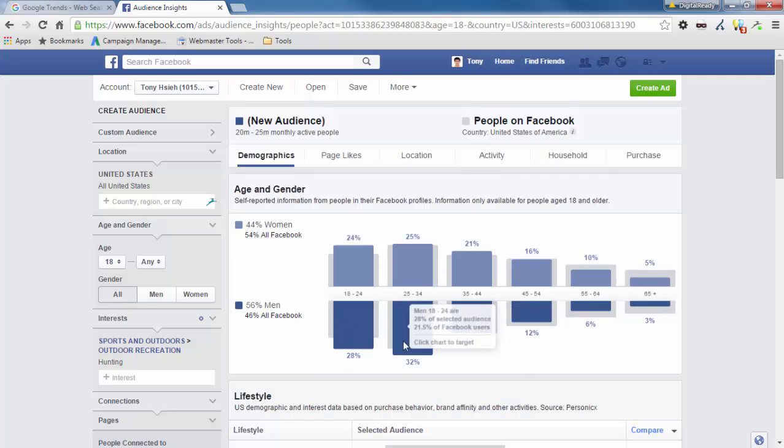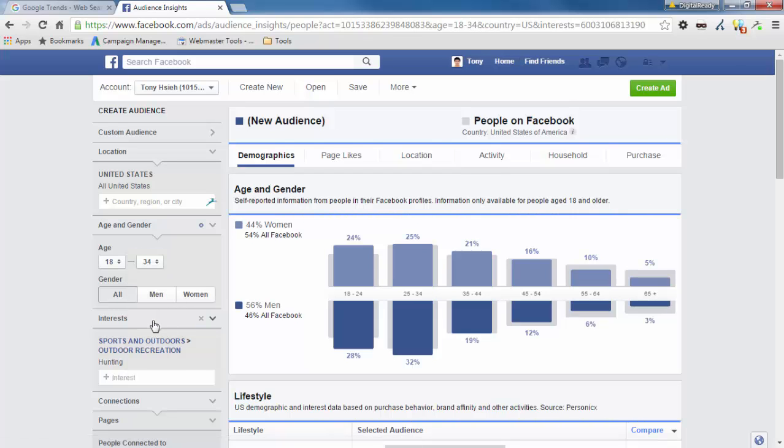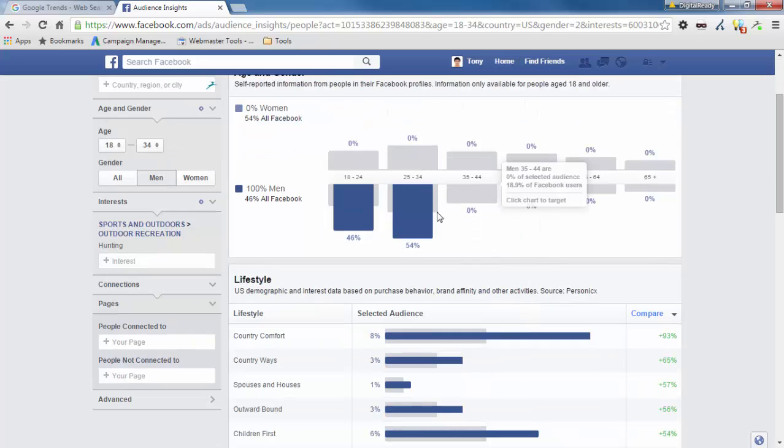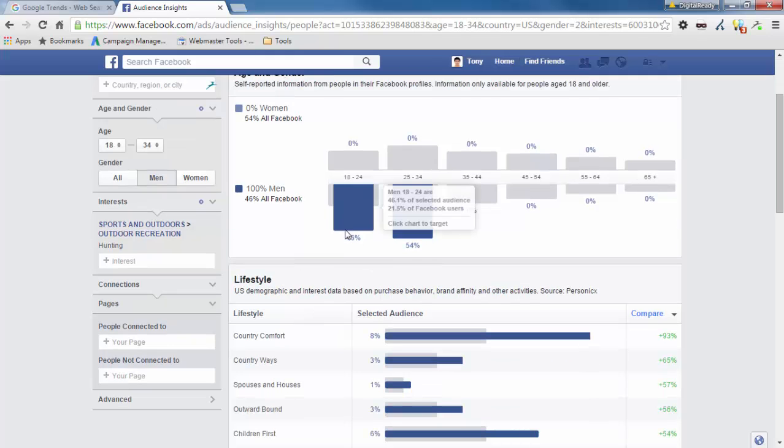So I would combine these two here, 18 to 34, as our target demographic. I'm going to narrow it down to 18 to 34, and then narrow it down to men. If you like, you can just narrow it down to 25 to 34, since that has the highest. But again, I like to widen it a little bit and see what kind of data we can get to start with. And if it doesn't make sense, then we will modify that.